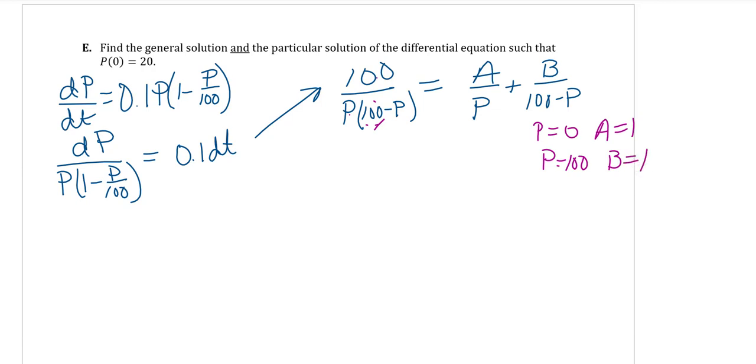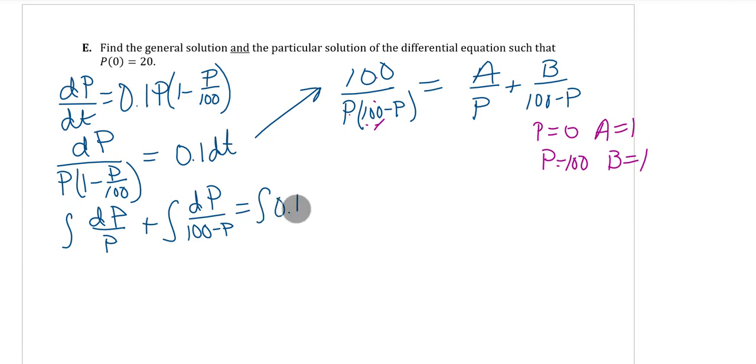So what we have now is our integral of dP over P plus our integral of dP over 100 minus P equals our integral of 0.1 dt. Okay.